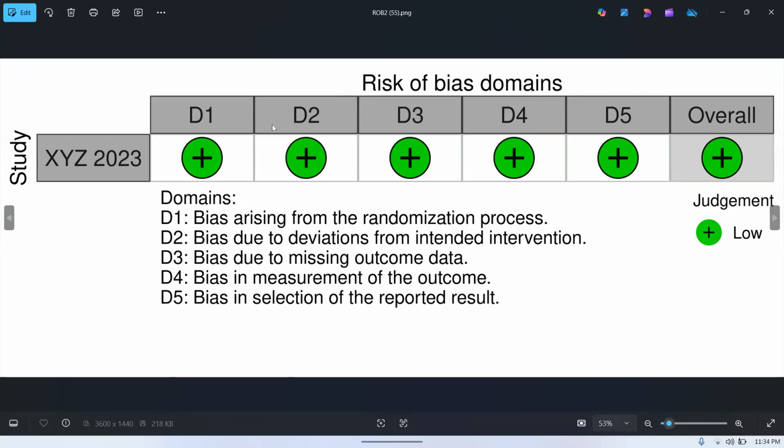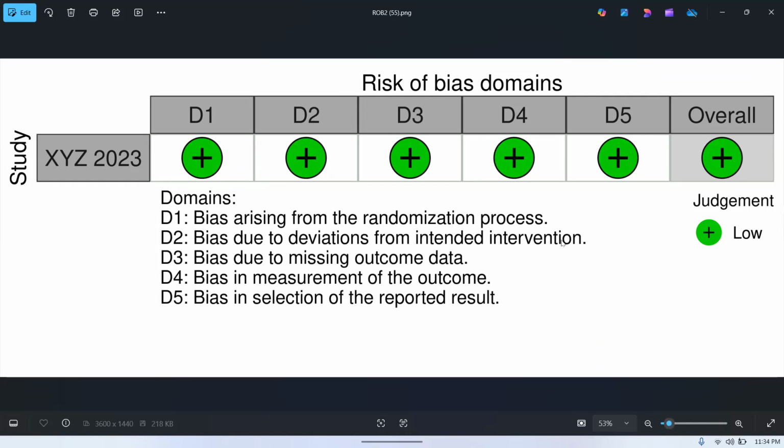So how would I write its results? Risk of bias assessment rated XYZ 2023 as low risk due to low risk in all of its domains. Let's say D2 was some concern. So I would write: risk of bias assessment rated XYZ 2023 study as some concerns due to concerns in bias due to deviation from intended intervention.